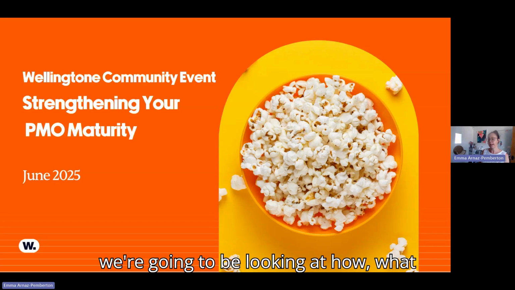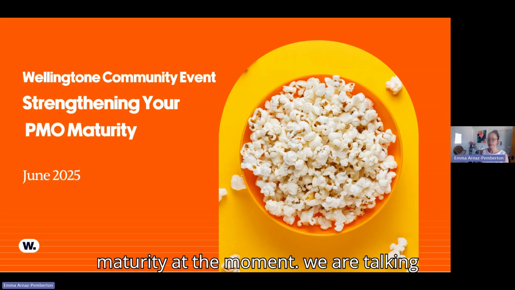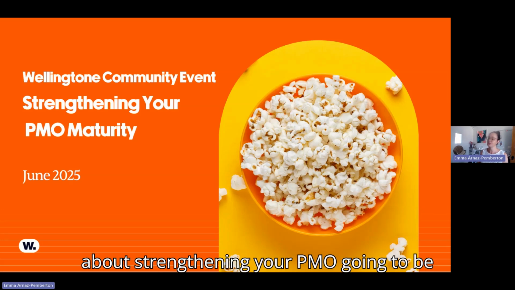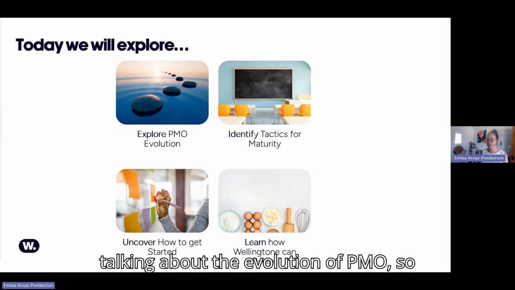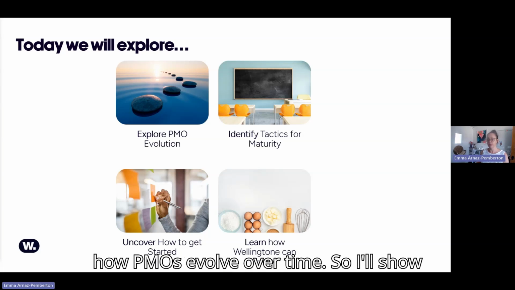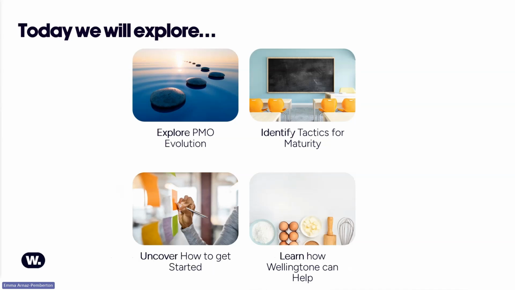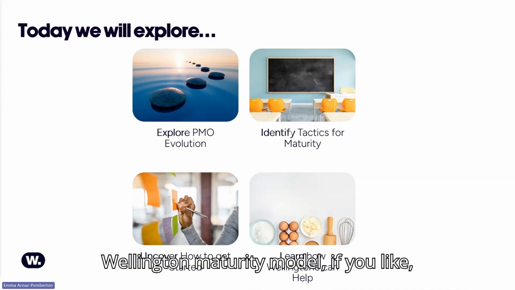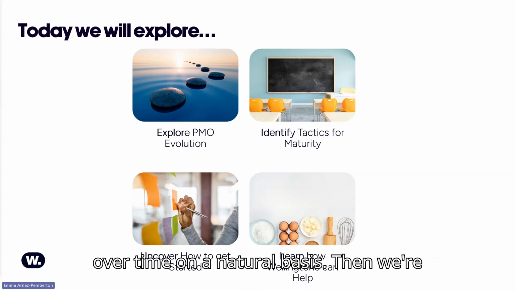Today we're going to be looking at what you can do to strengthen your level of maturity at the moment. So today we are talking about strengthening your PMO maturity. We're going to be talking about the evolution of PMO, so how PMOs evolve over time. I'll show you a little snippet of our Wellingtone maturity model, if you like, that demonstrates how PMOs change over time on a natural basis.